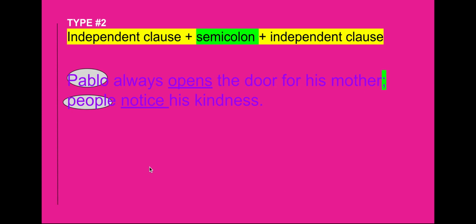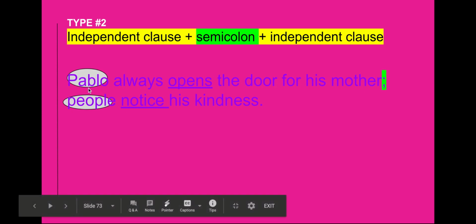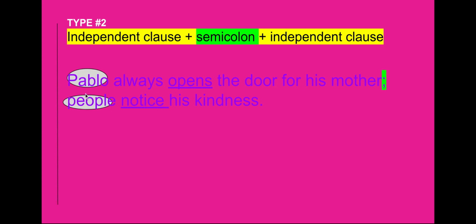So let's look at the first example. Pablo always opens the door for his mother; people notice his kindness. So the glue, we see the semicolon. Let's look at the first half. Pablo is the subject. Opens is the verb, and we have our complete thought: Pablo always opens the door for his mother. I could put a period here, and that would be a completely perfect independent clause. But I don't want to end the sentence here.